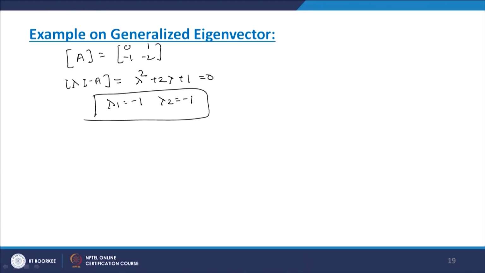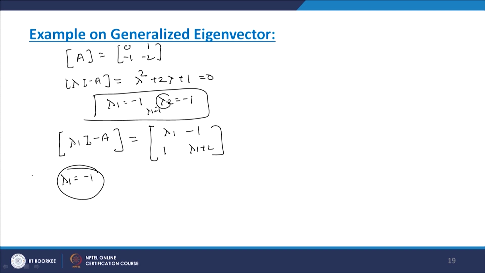For that purpose, we can see lambda 1 equals lambda 2. Now, how will we proceed further? I will write the equation lambda 1 I minus A equal to lambda 1, minus 1, 1, lambda 1 plus 2. Next, we write this for lambda 1 equals minus 1. When lambda 1 equals minus 1, we can write this as minus 1, minus 1, 1, 1. Now, in order to get the eigenvector, we take this part as the cofactor part. So we can write 1 and for this we can write minus 1. That means we have got the eigenvector for lambda 1 equals minus 1.